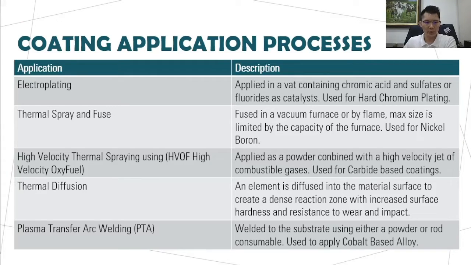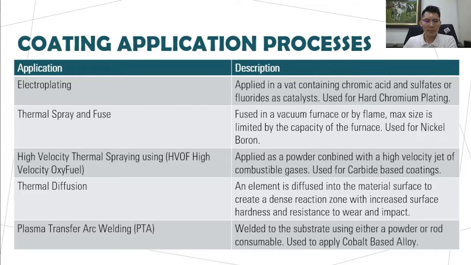And HVOF, very commonly called high velocity oxy-fuel, is applied as a powder combined with a high velocity jet of combustible gases. Basically, we use this method for carbide based coatings, tungsten carbide for example. Then thermal diffusion: an element is diffused into the material surface to create a dense reaction zone with increased surface hardness and resistance to wear and impact. So this is one of the so-called diffusion methods.